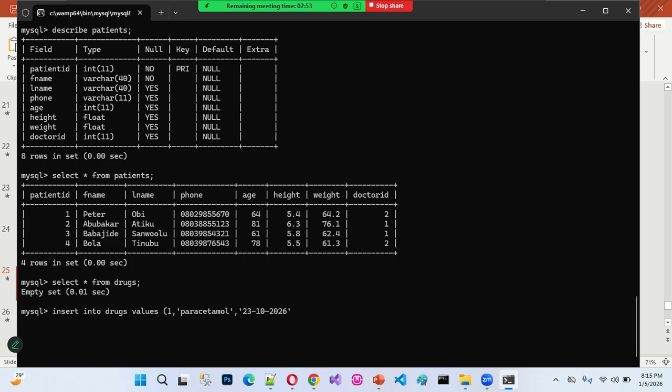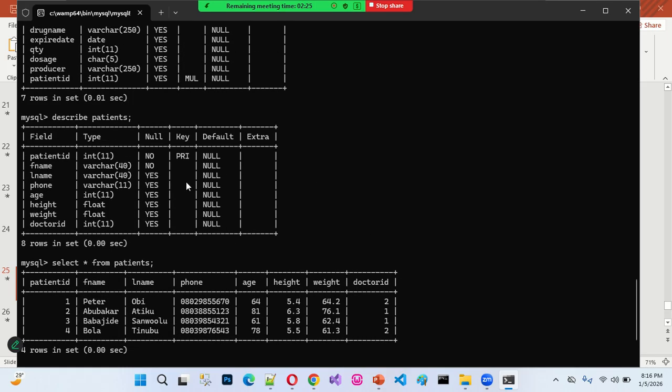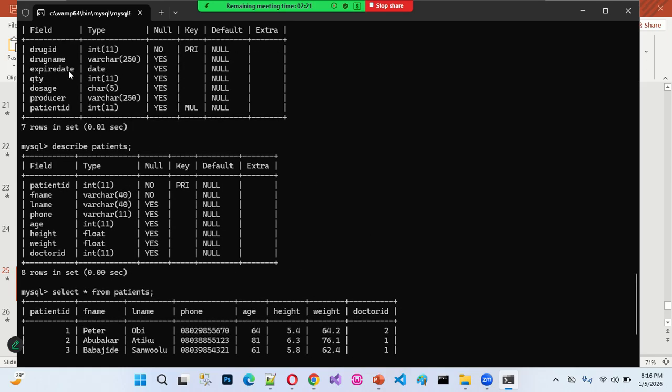But in my SQL server, when you input the date, the year must come first. Do you get it now? The year must come first. So I'm going to say 2026, 10, 23. This is how I have to input the date in my SQL. So after that again, the next column here is what?